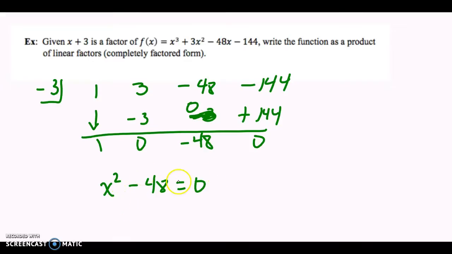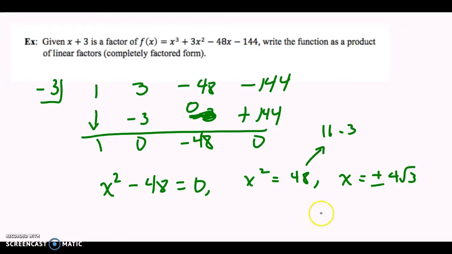Now let's see, I'm going to move the 48 to the other side, so I get x squared equals 48, and if I take the square root of that, I get x is equal to plus and minus. Now let's see, 48 is 16 times 3, and the square root of 16 is 4, so it should be plus and minus 4 root 3. So that means my factors are going to be x minus 4 root 3, and I'm also going to get x plus 4 root 3.